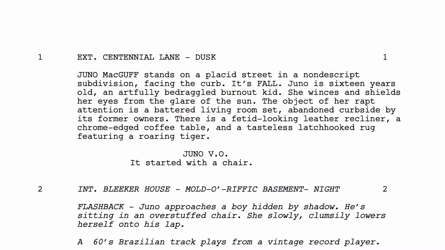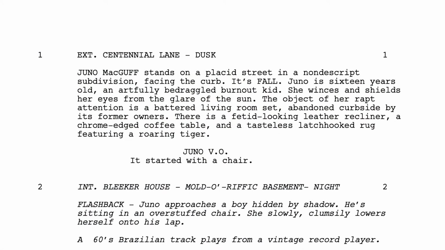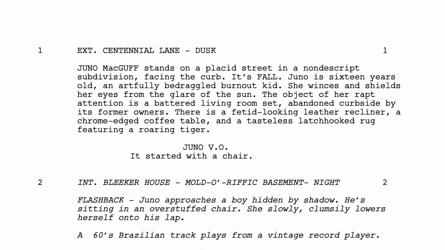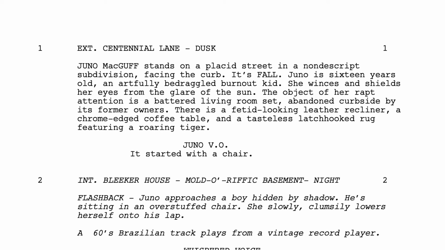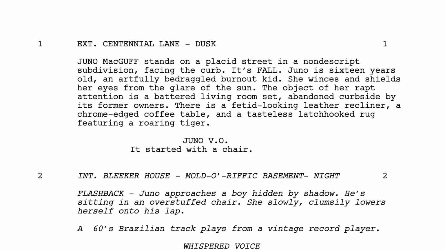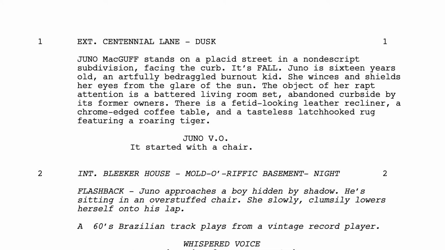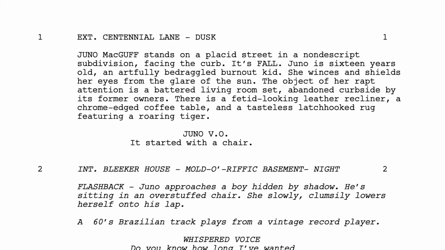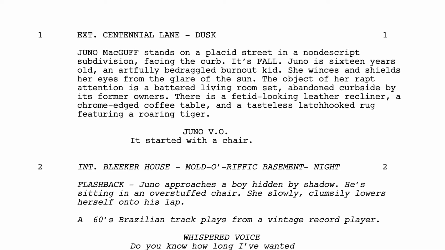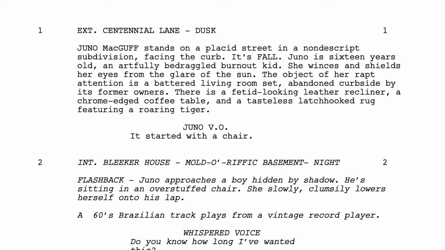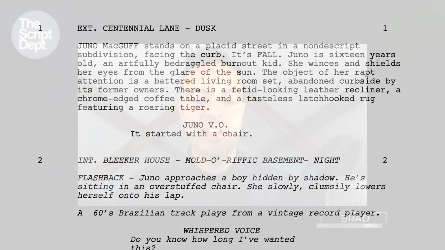So page 1, scene 1, external. Centennial Lane, dusk. Juno Macduff stands on a placid street in a nondescript subdivision, facing the curb. It's fall. Juno is 16 years old, an artfully bedraggled burnout kid. She winces and shields her eyes from the glare of the sun. The object of her rapt attention is a battered living room set, abandoned curbside by its former owners. There is a fetid-looking leather recliner, a chrome-edged coffee table, and a tasteless, latch-hooked rug featuring a roaring tiger.